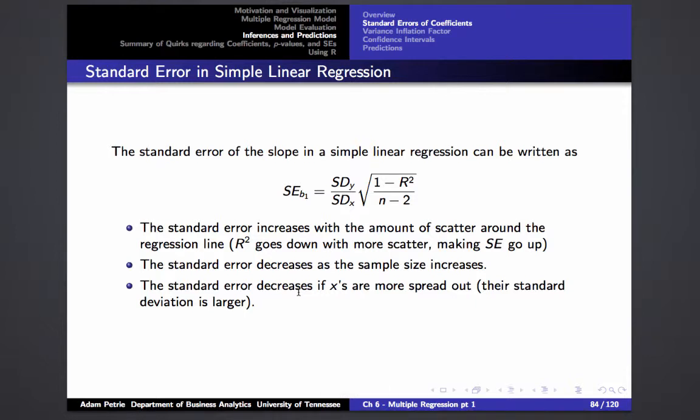Okay, so let's talk about what affects the standard error. How much uncertainty am I going to have with my estimates? Well, in a simple linear regression equation, we introduced an equation for the standard error. I'm going to rewrite it this way. The standard error of the slope is equal to the standard deviation of the y values in the data divided by the standard deviation of the x values. And it's also given in terms of r squared and n.